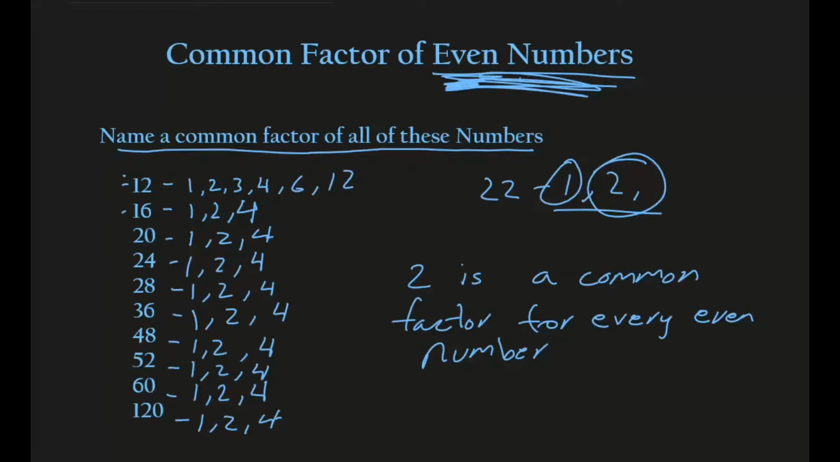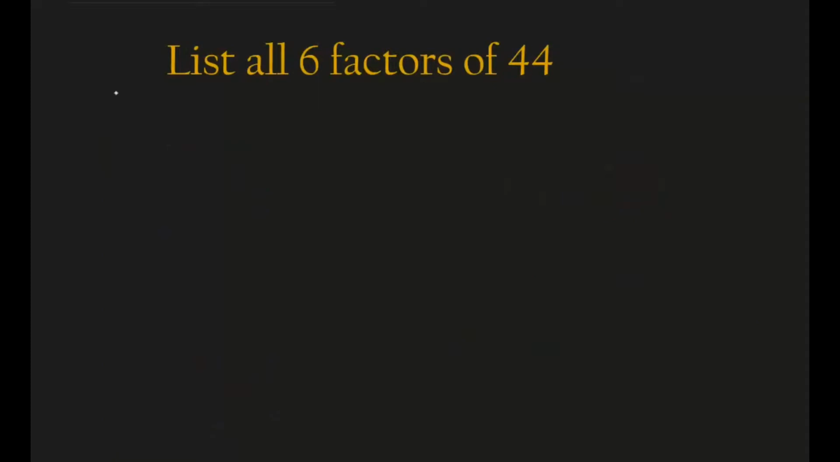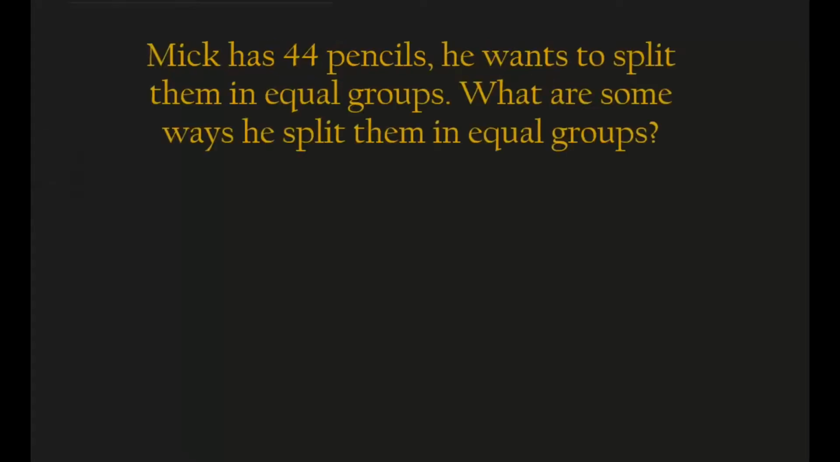Okay, now let's do one last problem. List all the 6 factors of 44. So we're listing all the factors of 44. This time, let's try it by doing multiplication. But first, let's come up with a word problem so it makes it easier for us. So right here, we have Mick has 44 pencils. He wanted to split them all into equal groups. What are some ways he can split them into even groups?